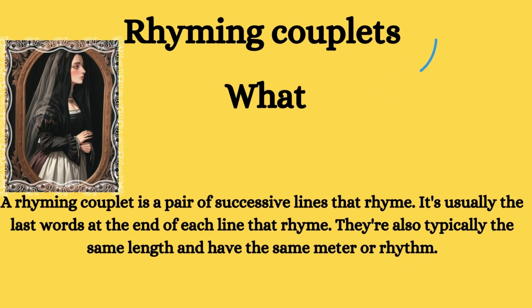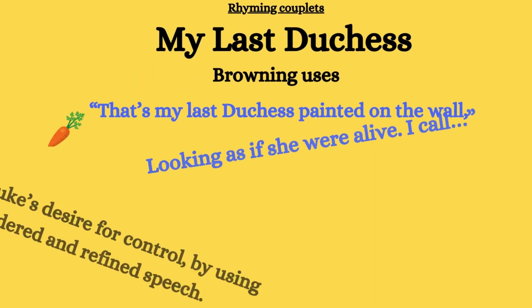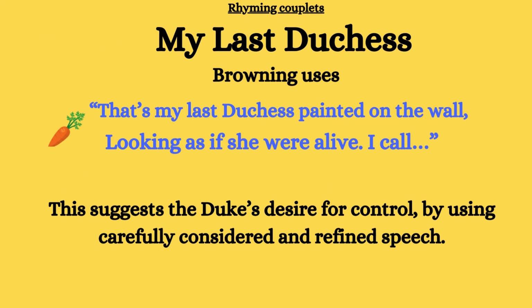Rhyming couplets. What are rhyming couplets? Well, the clue is in the name. A rhyming couplet is a pair of lines which rhyme. They tend to have the same meter or rhythm. An example includes, that's my last Duchess painted on the wall, looking as if she were alive.